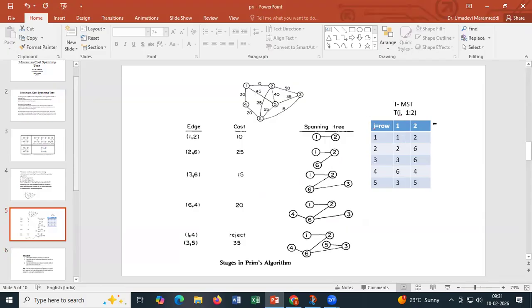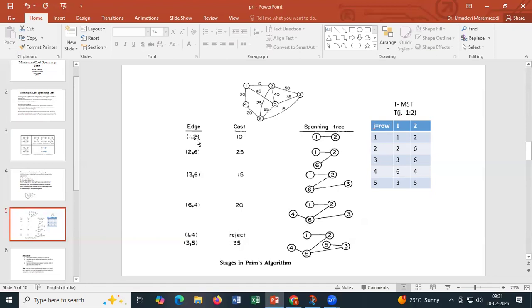Here the spanning tree is represented in the form of a matrix which has n minus 1 rows. So you have 6 vertices, so you will get 5 edges. Each edge is stored in a row. The first row contains the first edge 1, 2. The first column contains the starting vertex, the second column contains the ending vertex. So here 1, 2 is added.